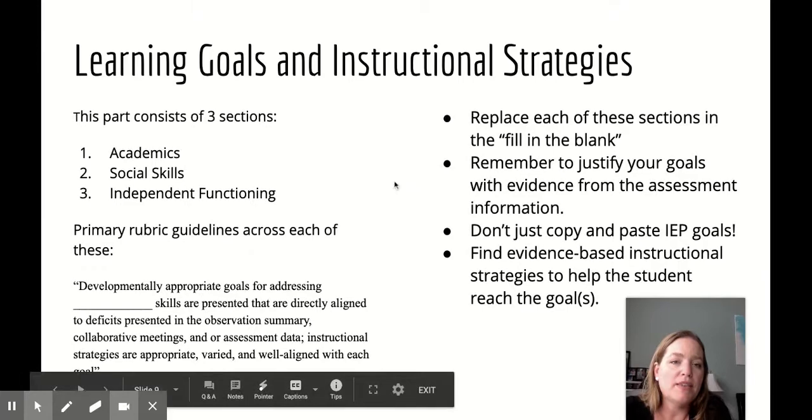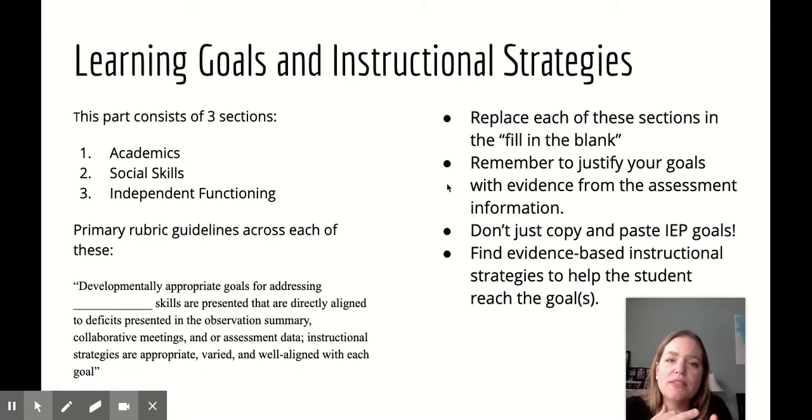So think about it this way. These aren't just copy and paste IEP goals. These could be entirely new goals that you build because you've had a time to really dig into these assessment results. Based on these assessment results, what goals does your student really need to work on in each of those areas? And then along with that, you need to include evidence. You need to justify those goals. Evidence from the assessments you talked about before this point.